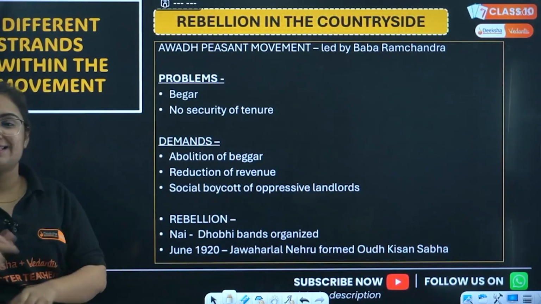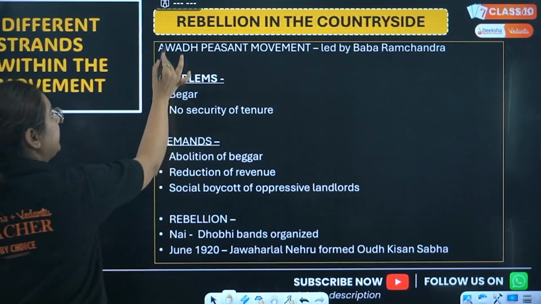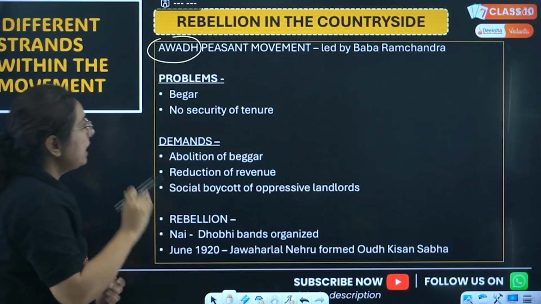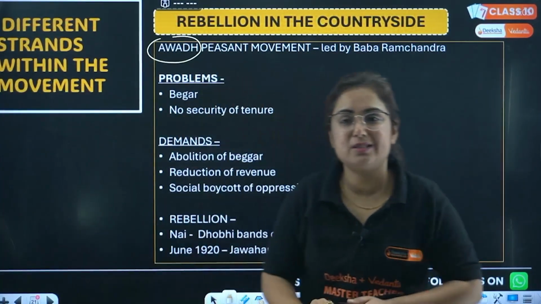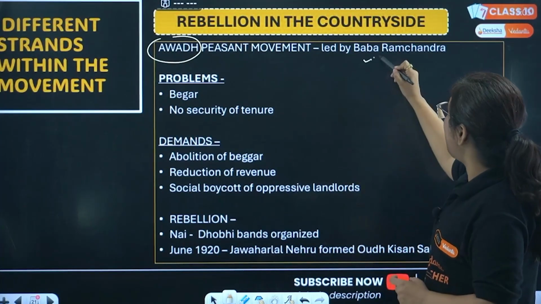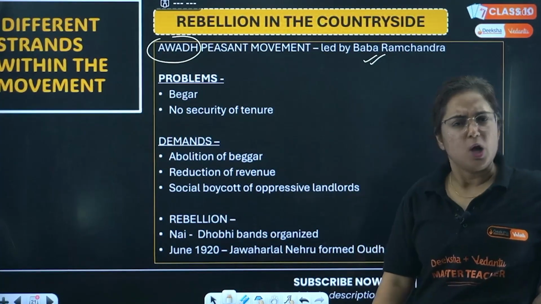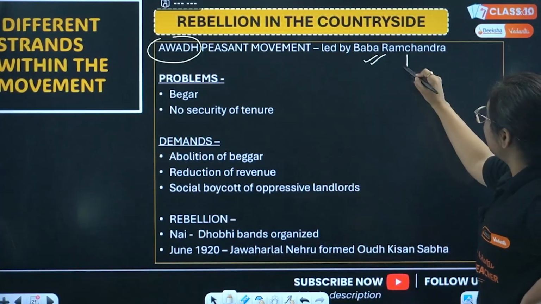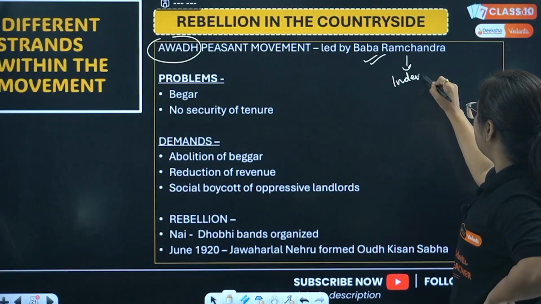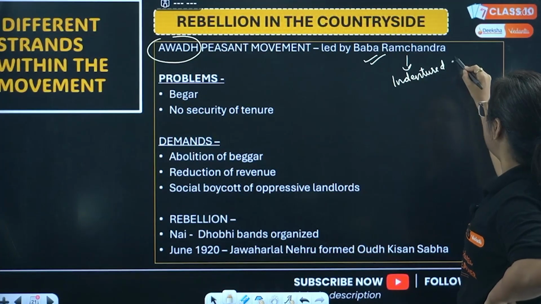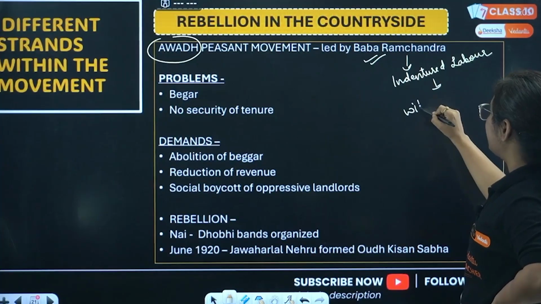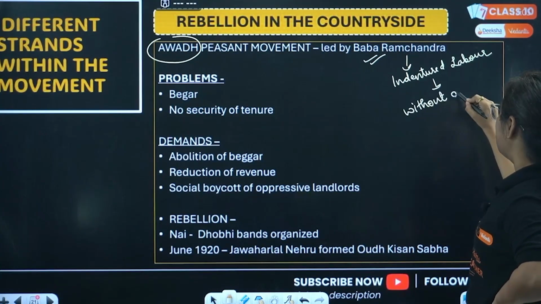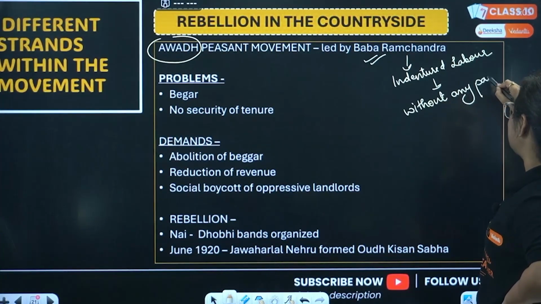Here, just a single case is given regarding a place, that is Awadh. In Awadh, what happened? There was a peasant movement organized by a person known as Baba Ramchandra. Who was he? Baba Ramchandra was an indentured labor. By indentured labor, I mean a laborer who was working without any payment. Actually, he was sent to Fiji.